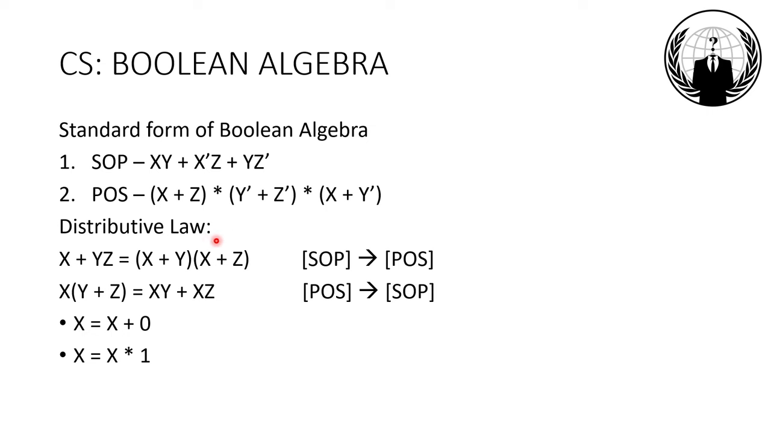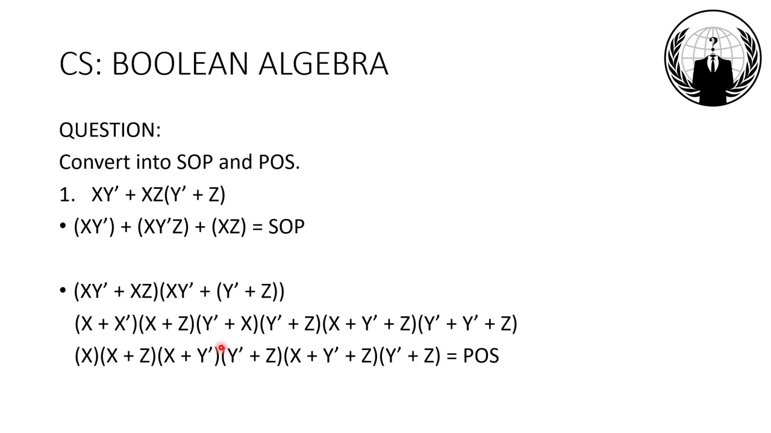Now distributive law plays a major role in converting SOP to POS and POS to SOP. By applying these laws, like x plus yz is equal to x plus y into x plus z, and x bracket y plus z bracket closed is equal to xy plus xz. And if we look at a single variable or single term like x, it can also be represented as x plus 0 or x multiplied by 1.